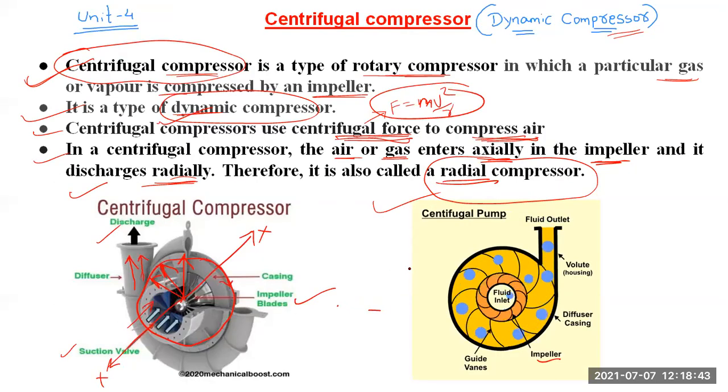Because here you can see, this is the discharge. The discharge will take place along the radius, in the vertical direction, in this direction. That's why it is also called a radial compressor, or dynamic compressor because the air is in motion, or centrifugal compressor because it is using centrifugal force to compress the air. Okay, right.